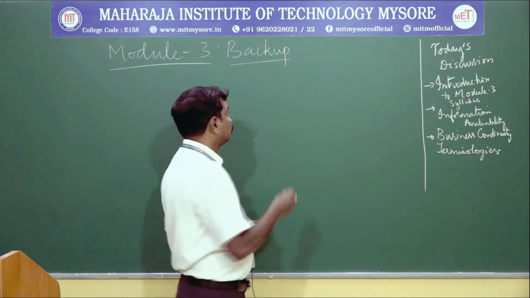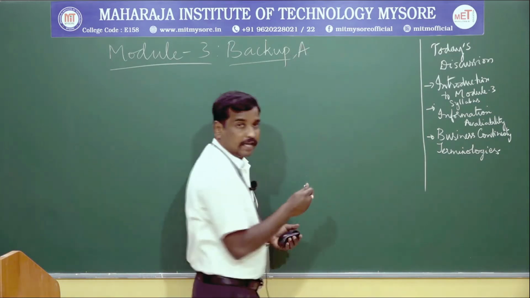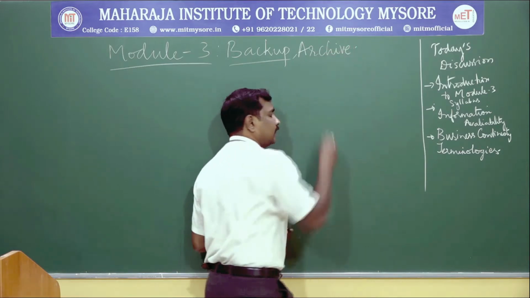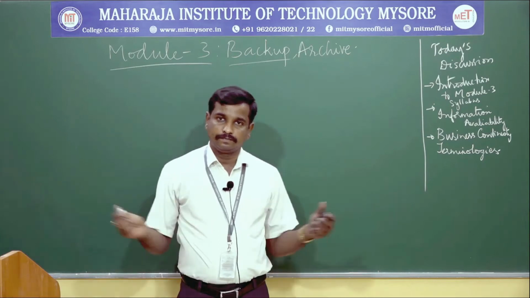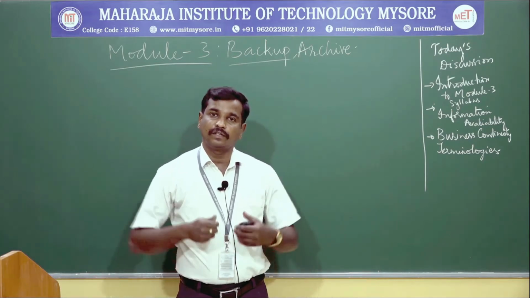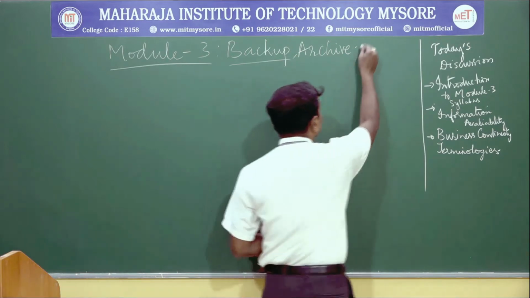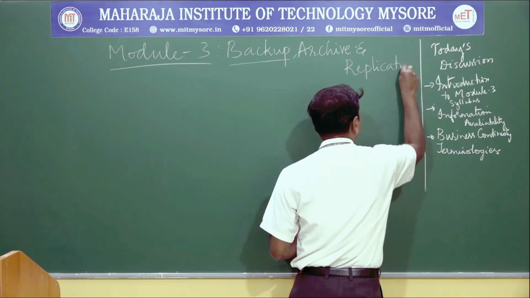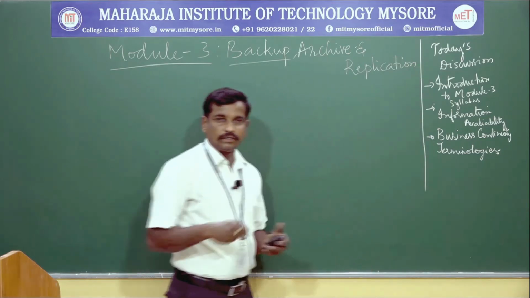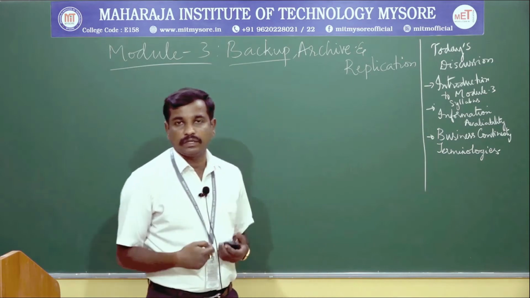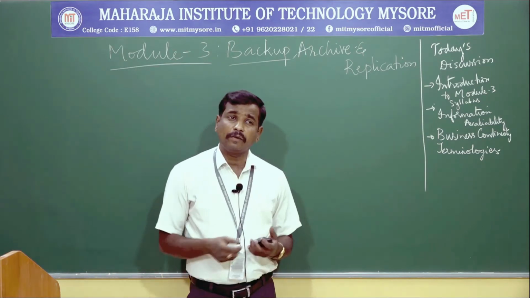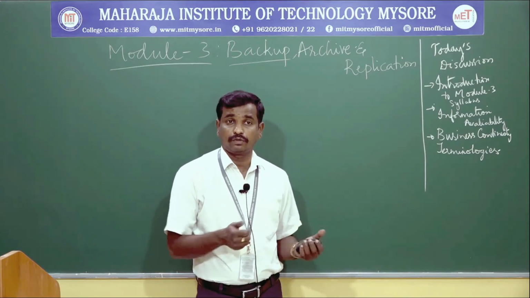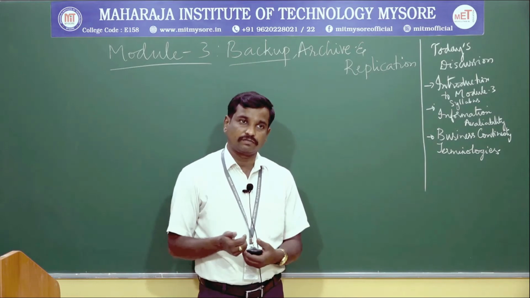Not only that, we also perform something called archive operations. Archive means a condensed way of storing the data, and we use something called replication. What do we mean by replication? Replication is a mirroring operation. Why do we perform all these operations? We need a backup, we need an archive for storing the data, and we need replications of the data.